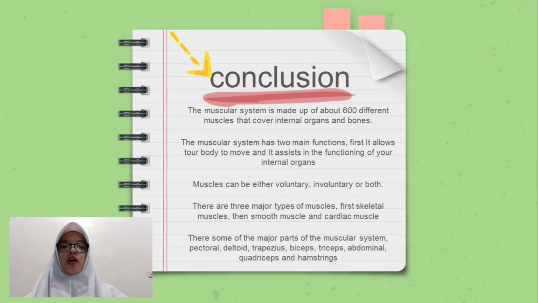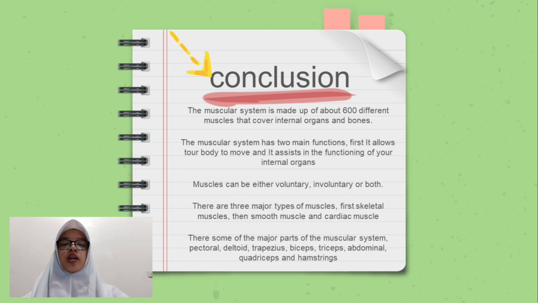We can conclude: the muscular system is made up of about 600 different muscles that cover internal organs and bones. The muscular system has two main functions: first, to allow your body to move, and second, to assist the function of your internal organs. Muscle can be either voluntary, involuntary, or both. There are three major types of muscle: skeletal muscle, smooth muscle, and cardiac muscle.